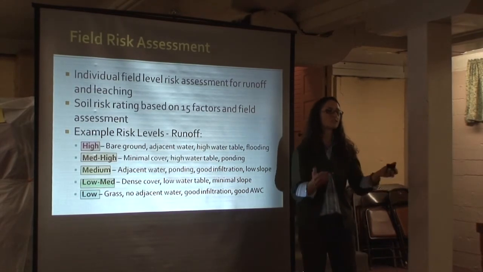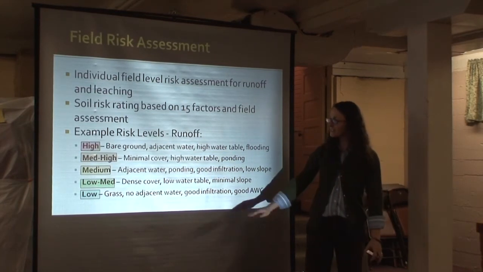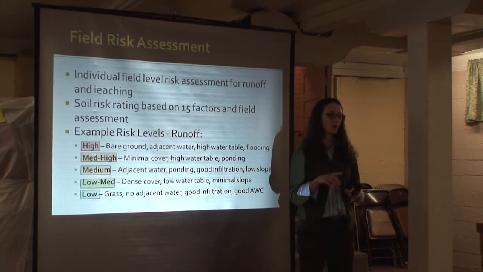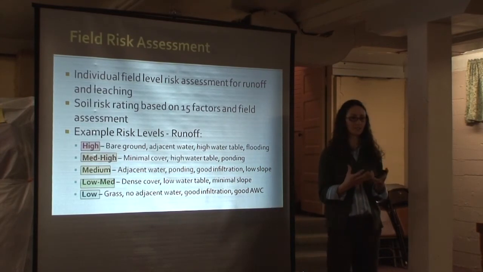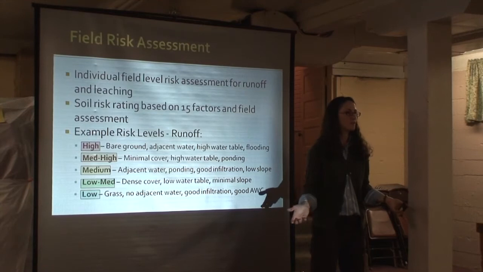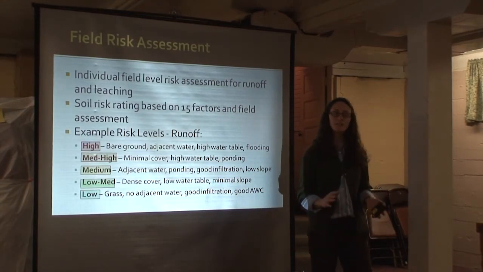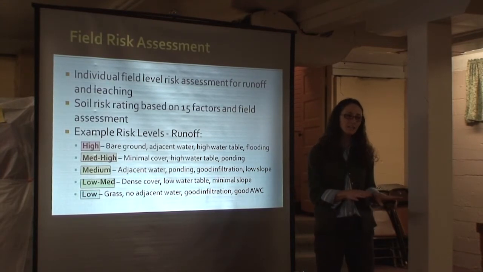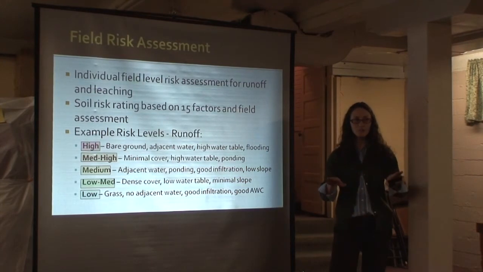Some examples: what's a high-risk field versus a low-risk versus a medium? For instance, a low-risk field is going to be a grass field with no water around it, probably a very good infiltration rate, and good available water holding capacity, so it doesn't get saturated. That's a low-risk field. It sounds like low risk, right? You probably get out there every day. A medium-risk field is going to be somewhere in the middle. Maybe there's some water nearby, and maybe you get a little ponding. There's still pretty good infiltration, and you don't really have too much of a slope.